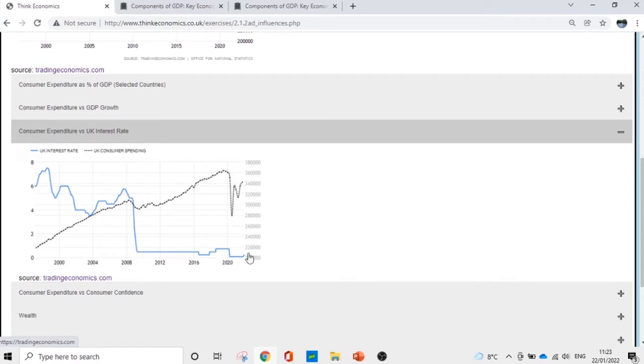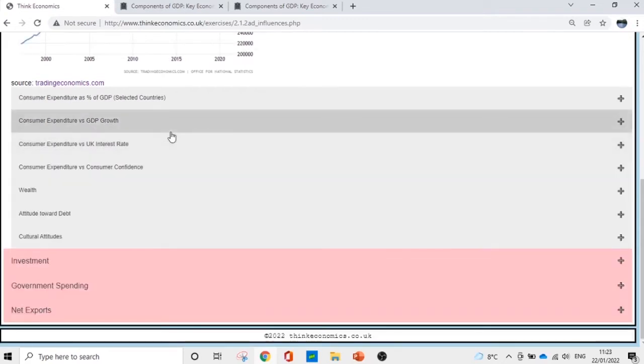We now live in a low interest rate world, but the idea is that they try to lower the interest rate in order to stimulate consumer spending, to get more money in people's pockets and get them out of the shops and spending it. Let's have a look at this.